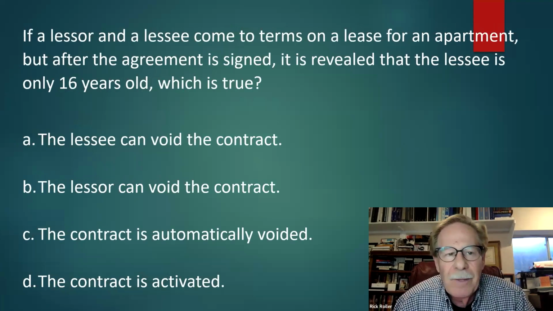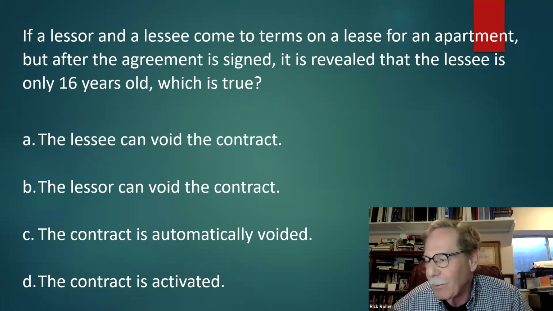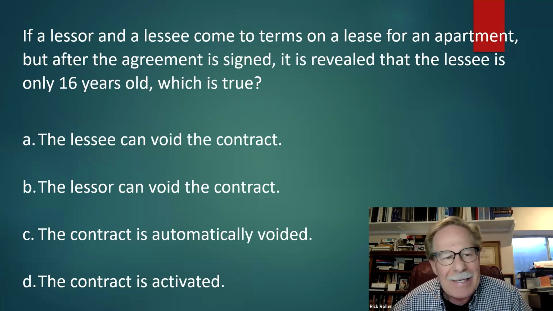Number two, please. If a lessor and a lessee come to terms on a lease for an apartment, but after the agreement, it is revealed the lessee is only 16 years old, they looked a lot older. But which is true? Well, the proper age in Utah in order to contract for things is 18. So he's a little shy there.